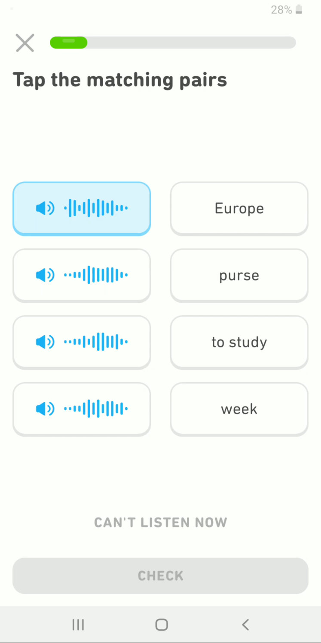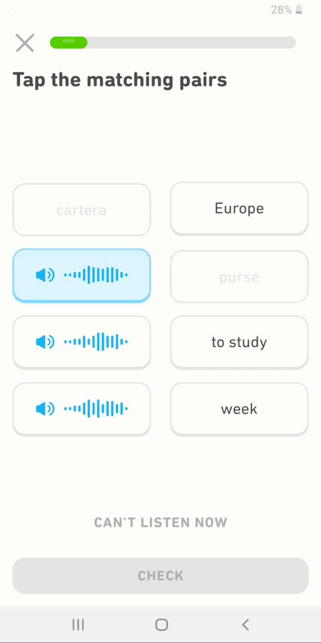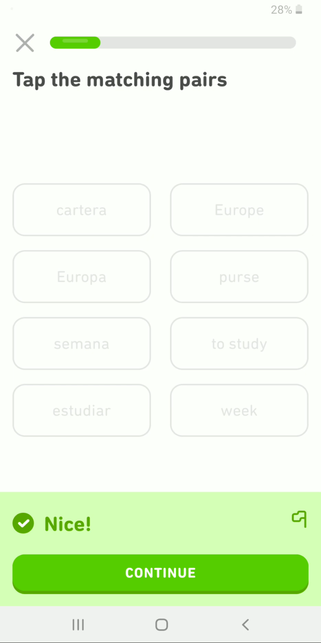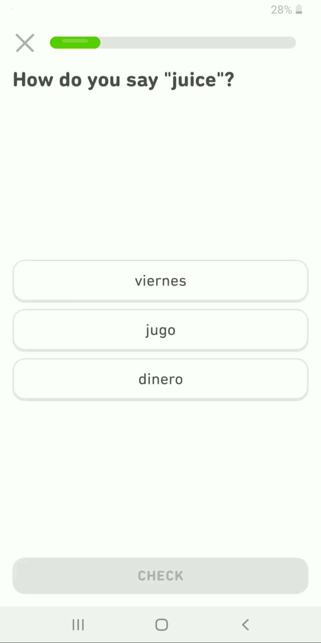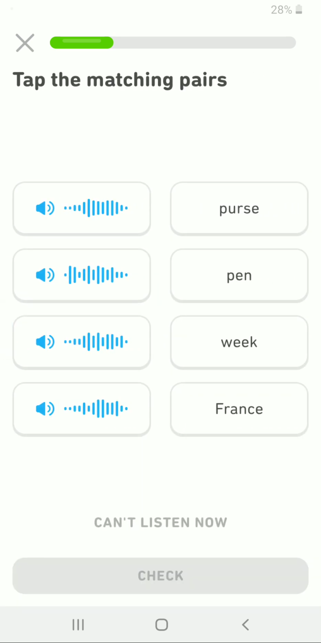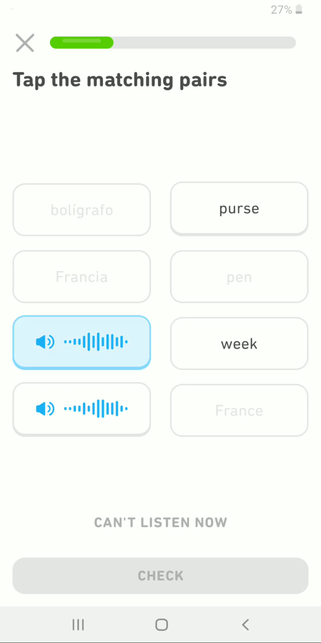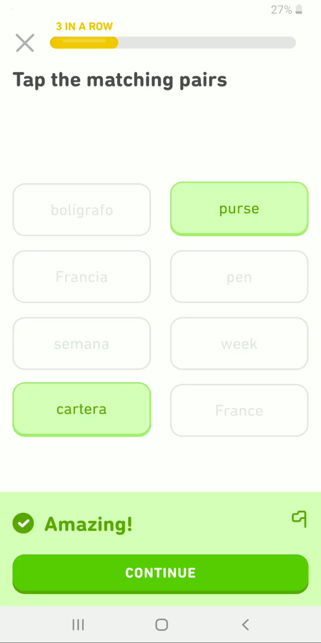Cartera. Cartera is a purse. Europa. Semana. Semana is a week. Estudiar. This is a verb. Estudiante, it's a student. So estudiar is to study. Jugo, we know how to say juice. And bolígrafo. Bolígrafo is a pen. Francia. Francia is a country. France.